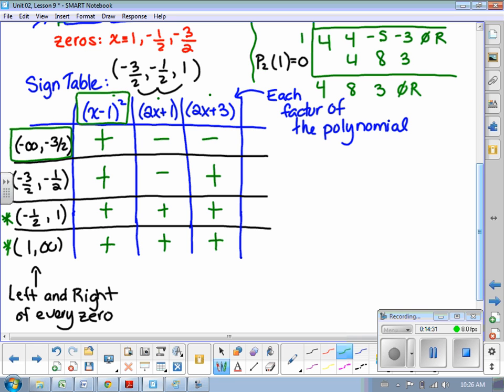When you're choosing numbers in the intervals, it does not matter if you choose a different number than I chose, as long as it's in the interval. You don't want to choose the endpoints of the interval. You don't want to actually choose 1 here. It has to be bigger than 1.